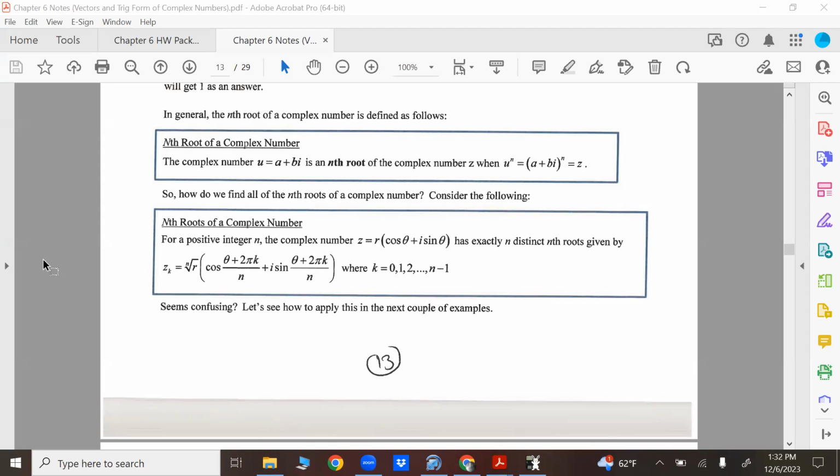First you have to figure out r and theta. So you have a complex number, figure out r and theta. You assume k is 0, and you work it out. You assume k is 1, work it out. K is 2, work it out. K equals 3, until you get to n minus 1. So if I have a 6th root, I have to do it 6 times: k equals 0, 1, 2, 3, 4, 5.